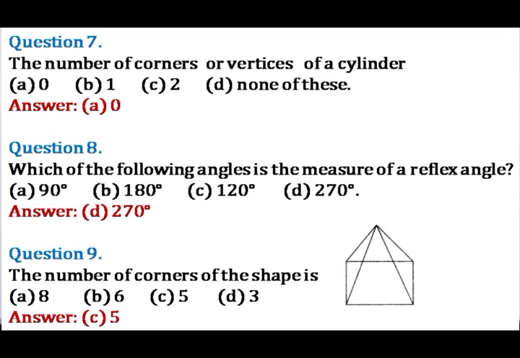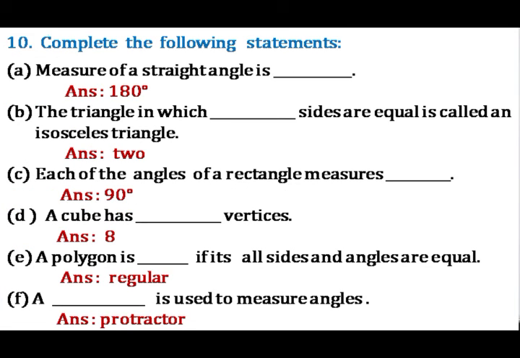Question number 9. The number of corners of this shape. You have to first identify what this shape is. This is a square-based pyramid. And what will be the number of corners here? The options are 8, 6, 5 and 3. In a square-based pyramid there are 5 corners. Question number 10, you have to complete the given statements. Measure of a straight angle is 180 degree.